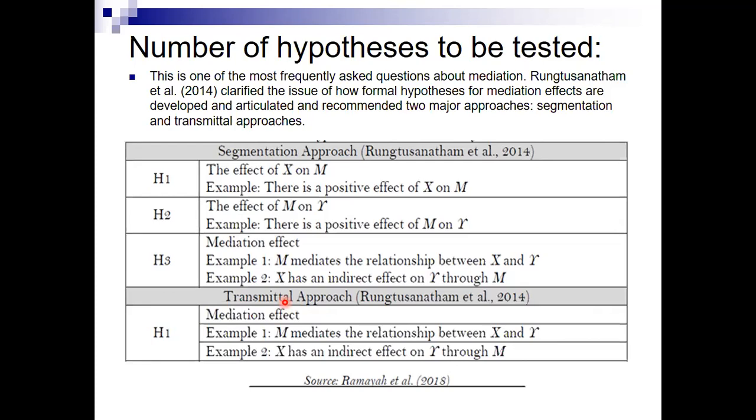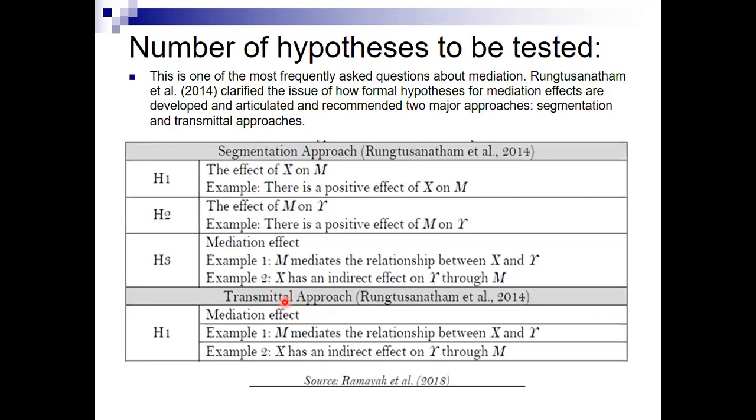Now, hypothesis 1, you're testing the effect of X on M. And then, so the example will be there's a positive effect of X on M. And you must be clear on the direction as well, okay? Whether it is positive or negative, okay? That is A. That's the A part. Hypothesis 2 will be the effect of M on Y. That is, let's say, for example, a positive effect of M on Y.